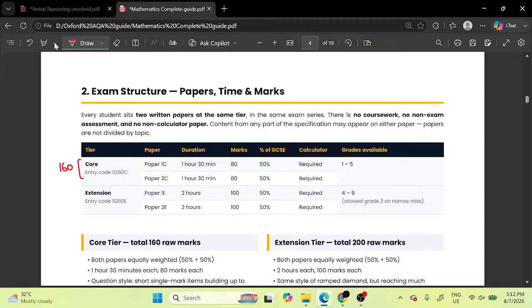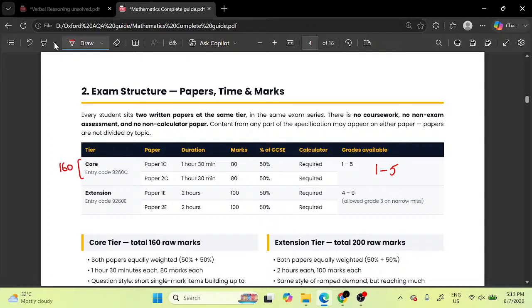The core offers you the grades from 1 till 5. We'll discuss this grading system in detail next, but till now we can only say that in core the grading scale is from 1 till 5.